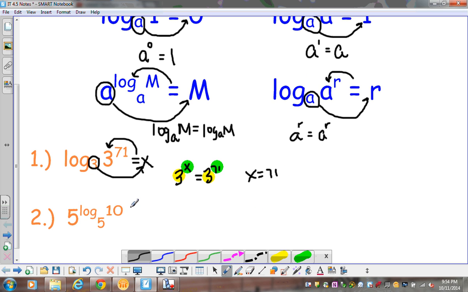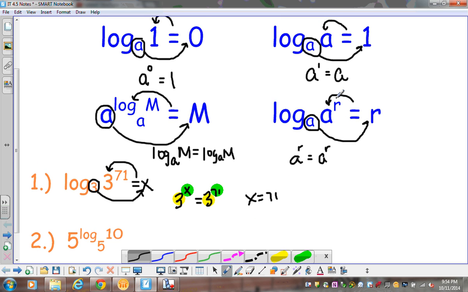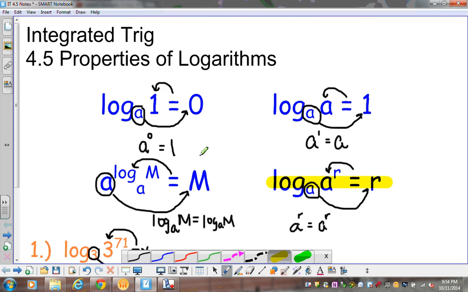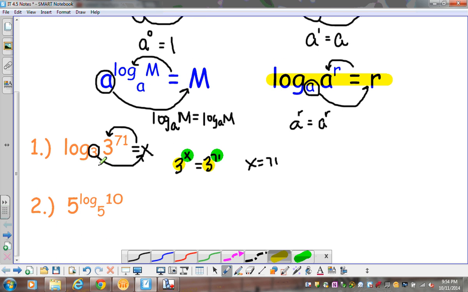This goes back to this last property right here. Log base a of a to the r is just going to be equal to whatever my r value is. In this case, my r value is 71. So instead of trying to memorize some of these properties, it might be easier just to solve it. Convert it to an exponential and solve, or convert it to a logarithm if it's an exponential.